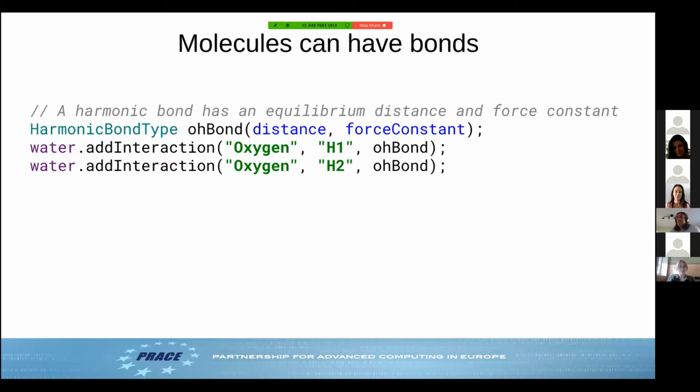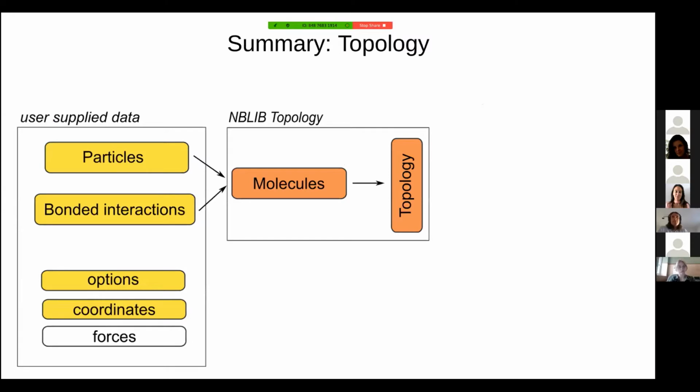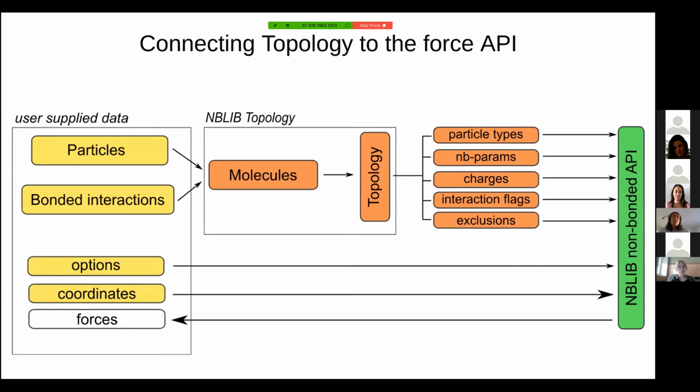Of course, you can't really use this for an MD simulation because all the water models used in actual MD simulations have constraints, because water ends up being a large part of the system. But you can imagine that using this, it's illustrative of how you can set up an Nblib topology. And so to summarize, basically you have particles and bonds, and these go into molecules, and these create a topology. And so if you set some options and you give some coordinates, you can send all of this to the Nblib non-bonded API and get back some forces.